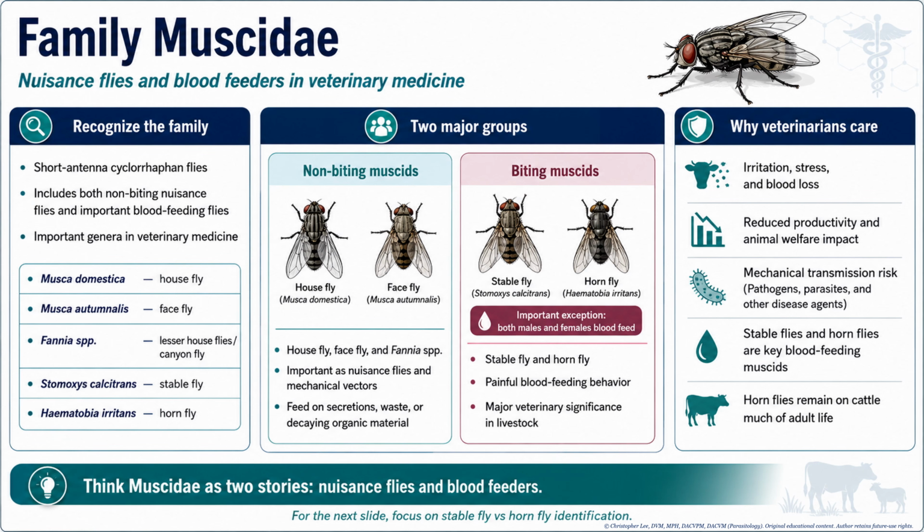We will start with the family Muscidae. The name Musca is wonderfully direct, as it simply means fly. This family includes familiar non-biting nuisance flies and several important blood-feeding muscids. The non-biting group includes the housefly, Musca domestica, the face fly, Musca autumnalis, and Fannia species. These flies may feed on secretions, waste, or decaying organic material, and they can mechanically move pathogens onto feed, water, surfaces, and animals. A quick mnemonic for Fannia canicularis, the lesser housefly.